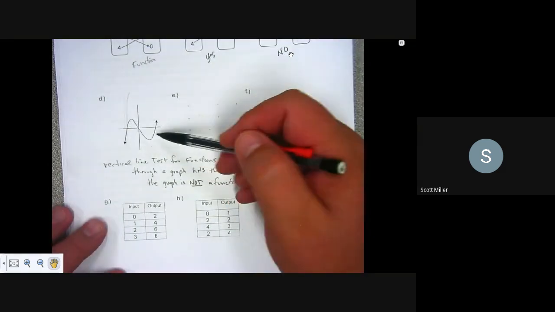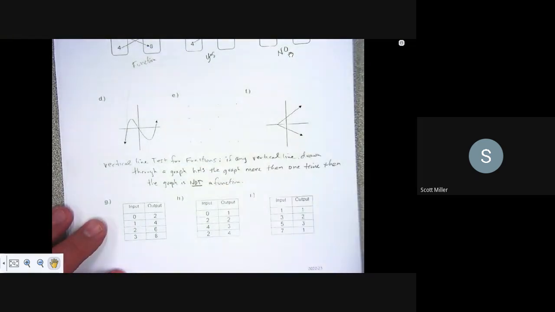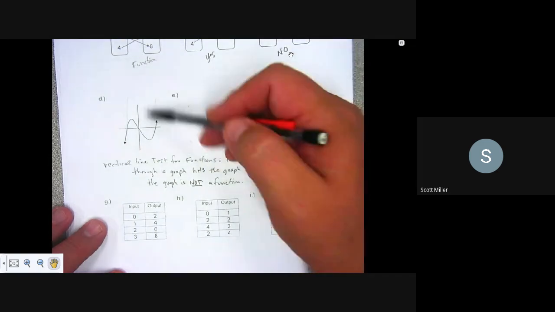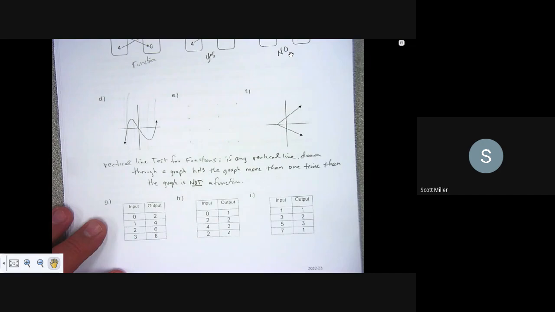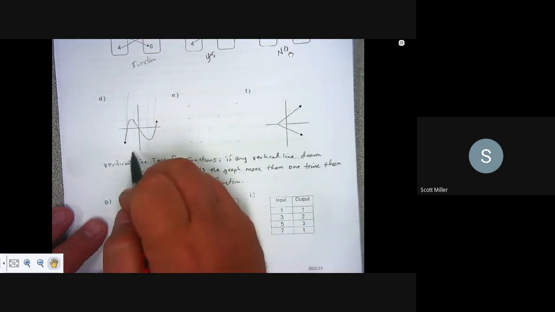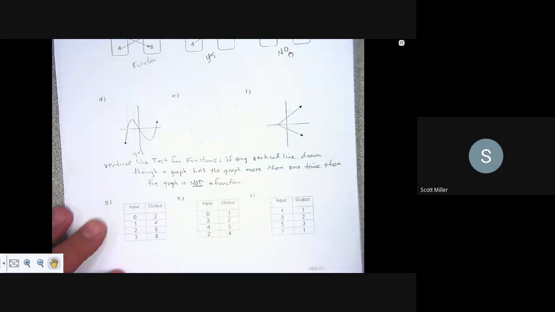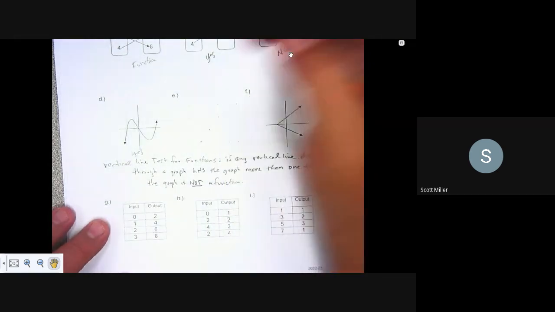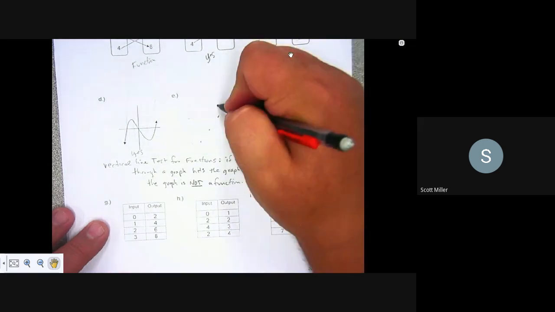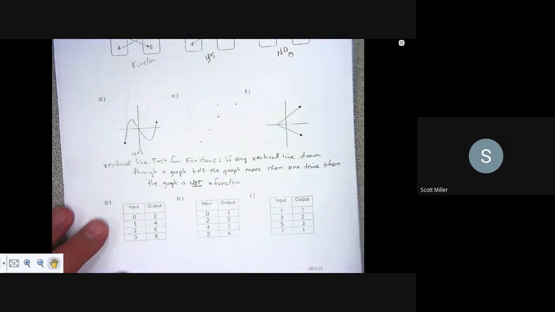So this one right here would be a function. There is no vertical line I can draw that will hit this graph more than once. So this one is yes, a function. This one's a little bit harder to read. If you look closely at your copy of it, there's a dot here, here, here, here, and here. They're just dots. Only the dots are the part of the graph.